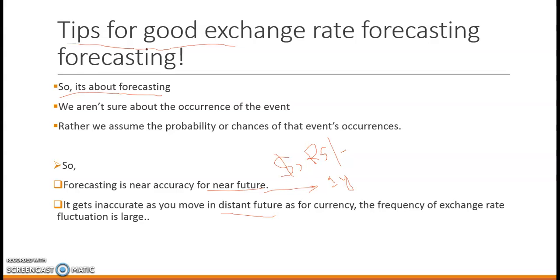But if you're forecasting the currency for more than 1 year, which might be like a 5 year period, that will not be accurate, because the currency movements are highly fluctuating and the frequency of that fluctuating is too high, so you cannot be valid and they won't be accurate. So what MNCs do is, they focus on the near future.